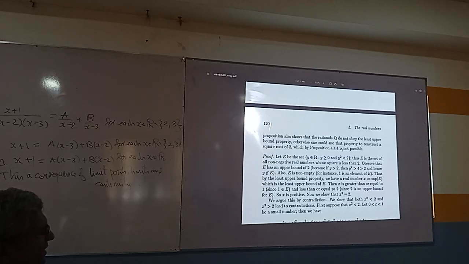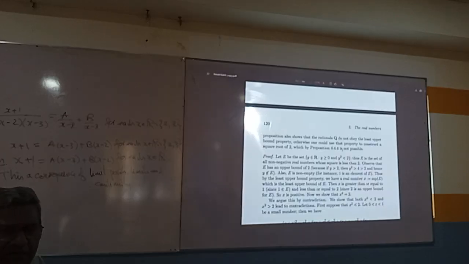And x is less than or equal to 2, why? 2 is an upper bound and x is the least upper bound. So x lies between 1 and 2, x must be greater than or equal to 1, so greater than 0, therefore x is positive. Now we show that x squared equals 2.